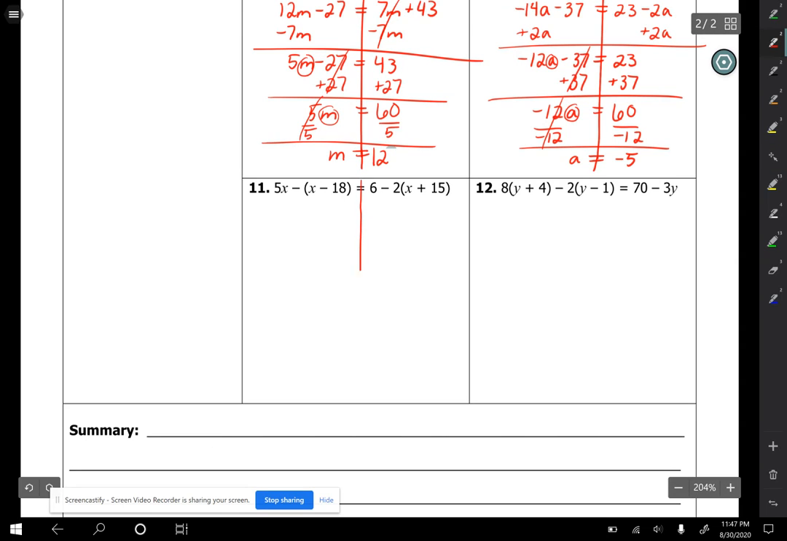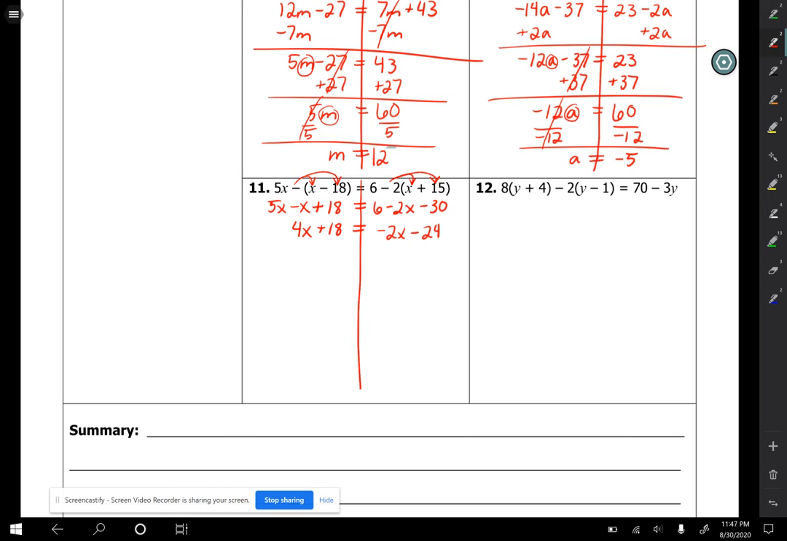Okay. Here I'm going to distribute the negative to the x and the negative 18, and then at the same time over here I'm going to distribute the negative 2 to the x and the positive 15. Okay. Combine my like terms. 5x minus x is 4x plus that 18 equals negative 2x minus 24. I combine the 6 and the negative 30 to be negative 24.